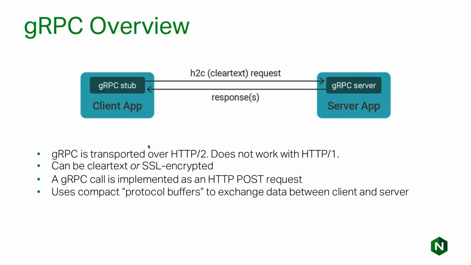gRPC by design uses HTTP2. It doesn't work with HTTP1. And the primary reason for that, well, there are two reasons for it. One is the potential efficiency of using HTTP2. The second is that HTTP2 and server trailers together allow the server to generate a response and then return the status code at the end of generating the response. That allows for a more efficient server implementation.